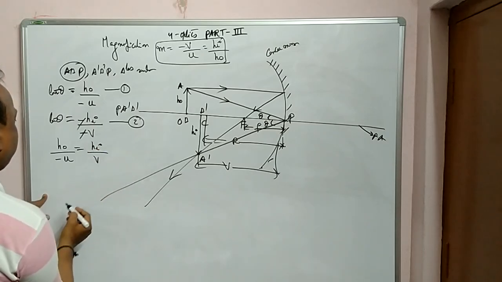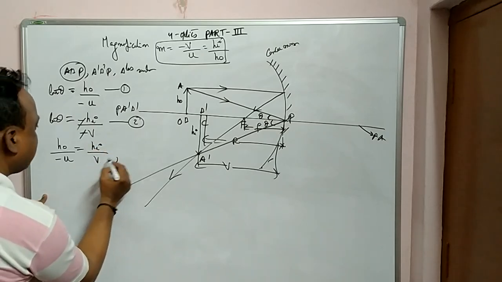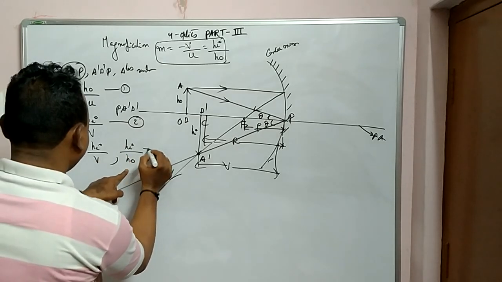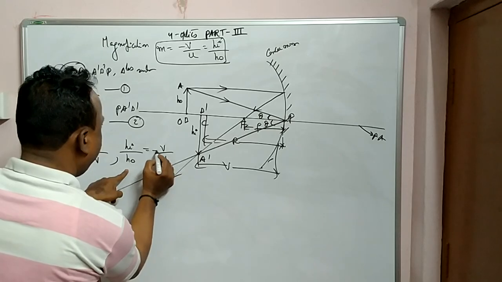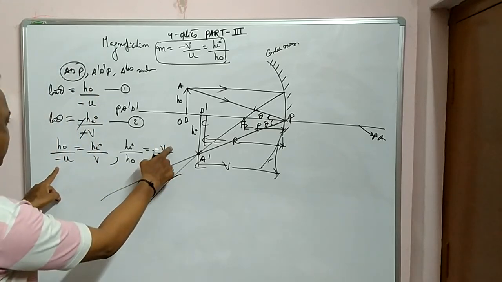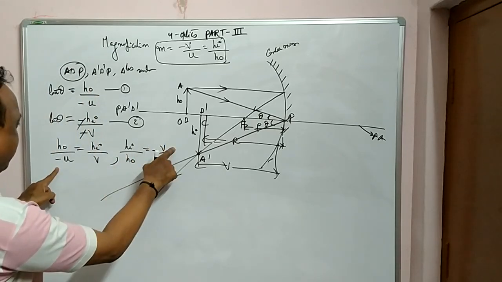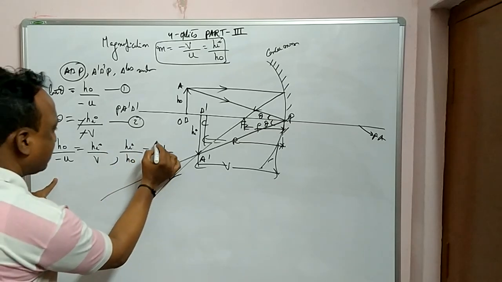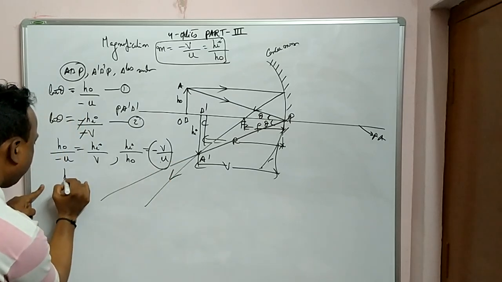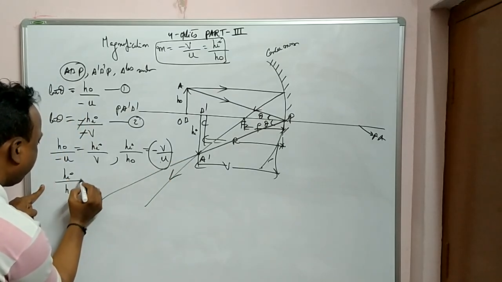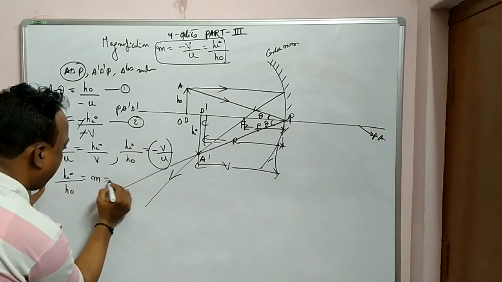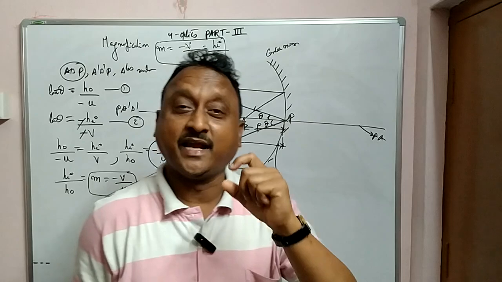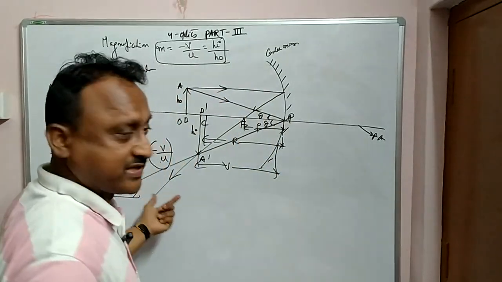Or I can write this equation as HI by HO, height of the image by height of the object, is equal to V by U, with the minus as usual. But actually what is this? Height of the image by height of the object is M, the magnification, and that is equal to minus V by U.